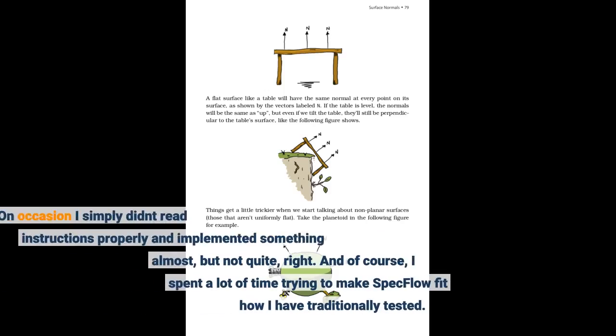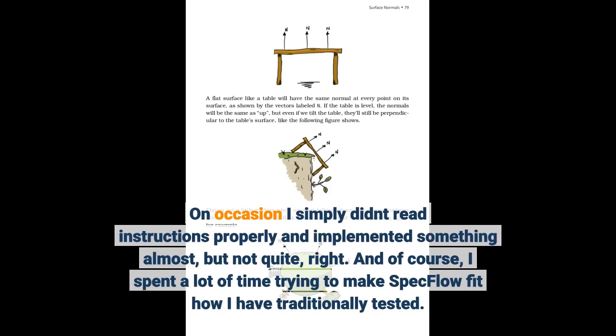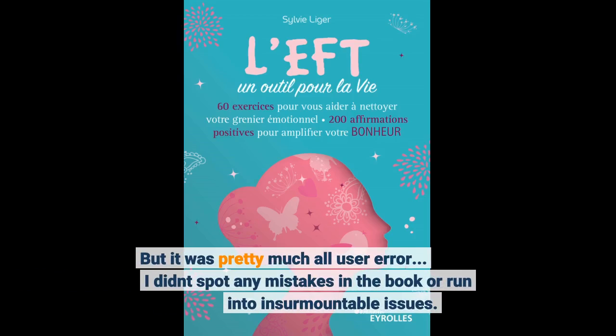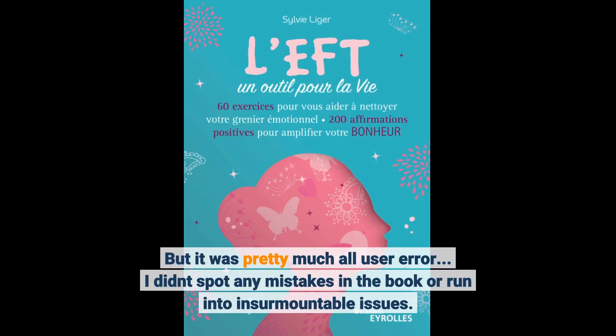On occasion I simply didn't read the instructions properly and implemented something almost, but not quite, right. And of course, I spent a lot of time trying to make Spock flow how we have traditionally tested. But it was pretty much all user error. I didn't spot any mistakes in the book or run into insurmountable issues.